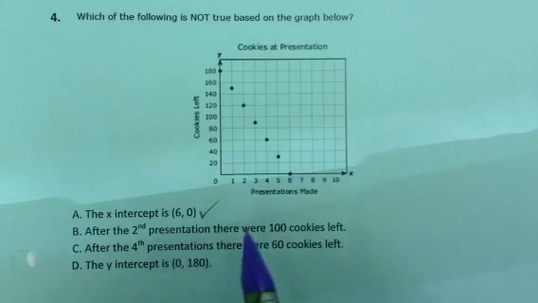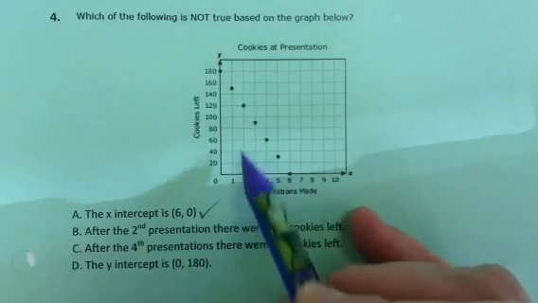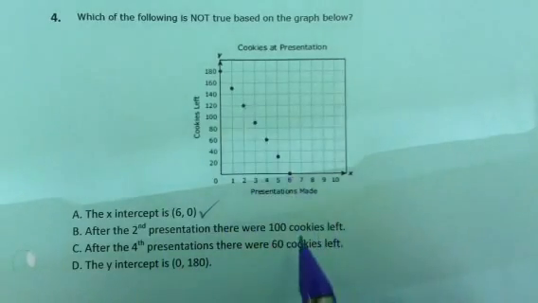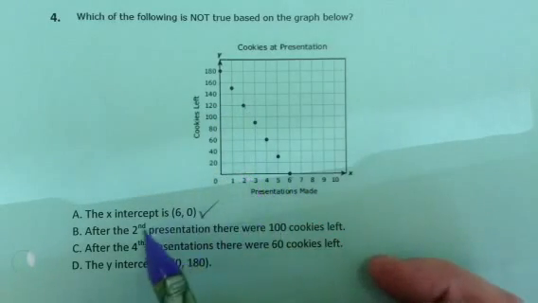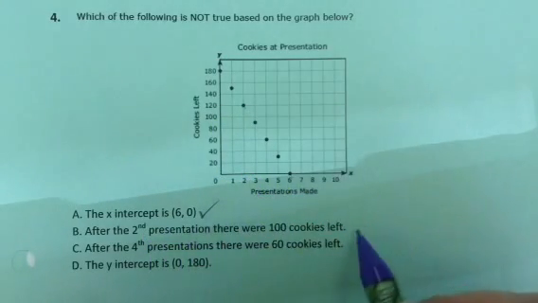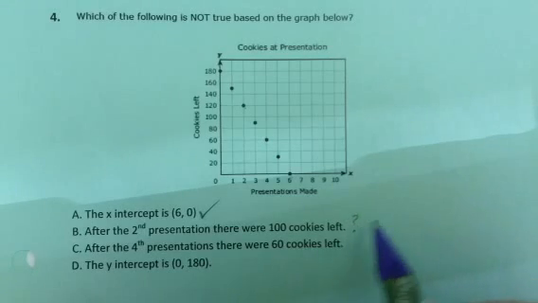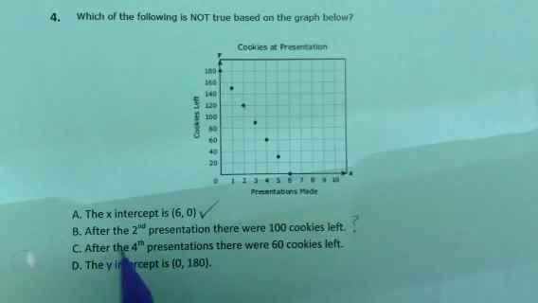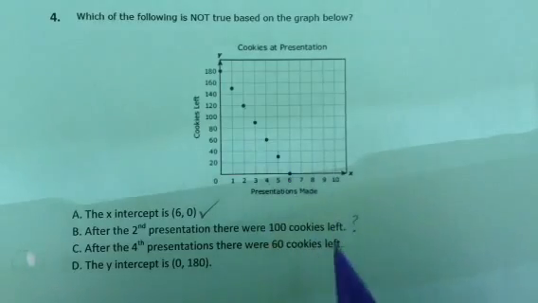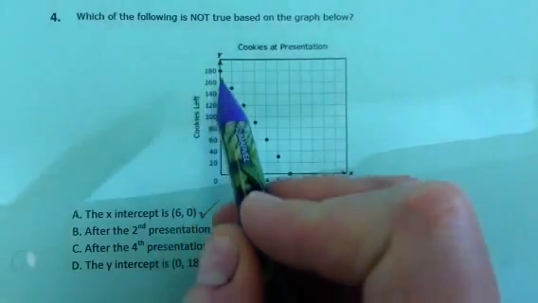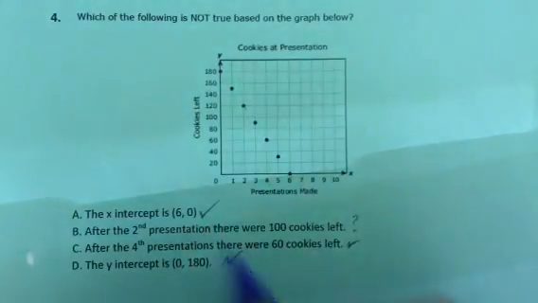After the second presentation, there were 100 cookies left. It looks like there was 120 left after the second presentation. So I think that one's it, but I'm just going to double check the other ones. After the fourth presentation, there were 60. That one is true. The y-intercept is 0, 180. That's true. Yep, it's B.